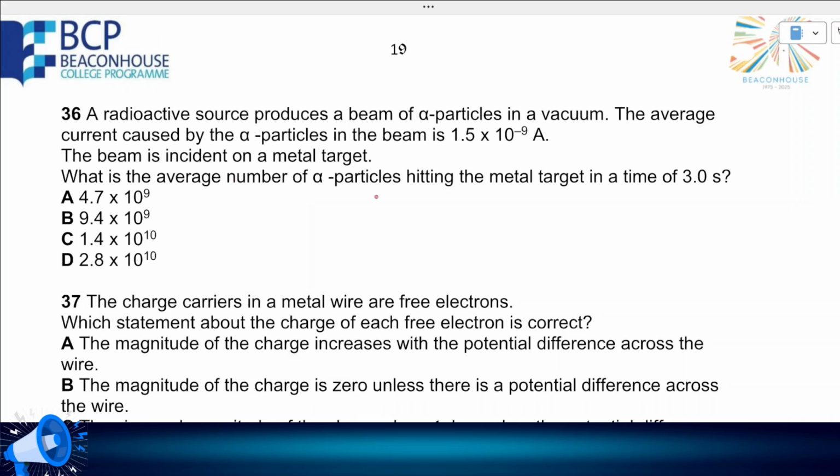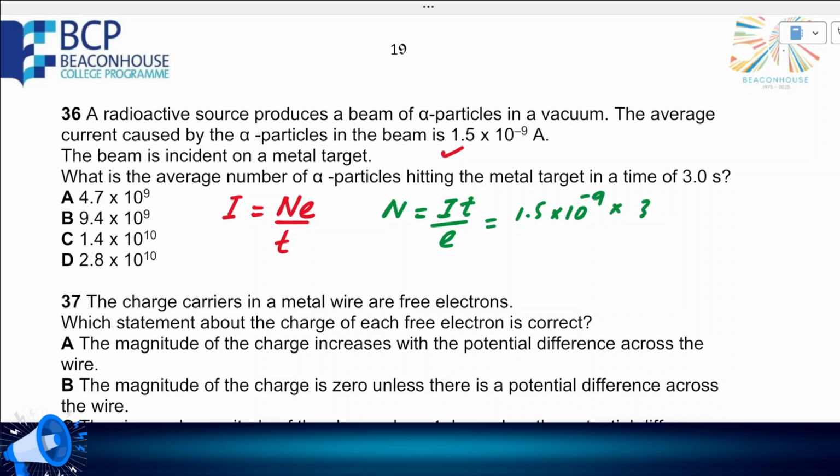Okay, so what is the average number of alpha particles hitting the metal target? So you need to find the average number of particles. I equals capital N E over T. Capital N represents the number of the charged particles. Small n represents number density of the charge carriers. So we need to find N equals IT divided by E. What is I? Current is 1.5 times 10 to the power minus 9.